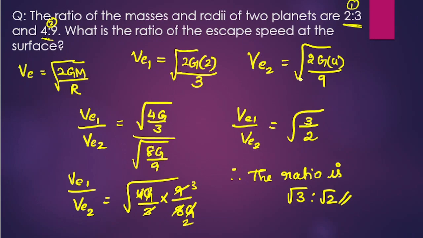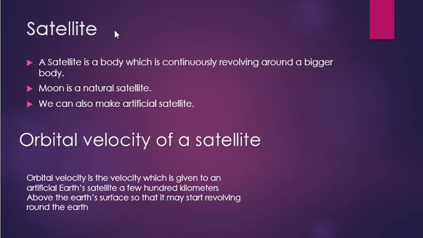So now we are moving to today's topic, which is satellites. First let us try to know what a satellite is. A satellite is a body which continuously moves around a bigger body. If a satellite is revolving around the earth, then the bigger body is nothing but the earth. So a satellite is a body that is revolving continuously around a bigger body. If it is revolving around something, that is called a satellite.